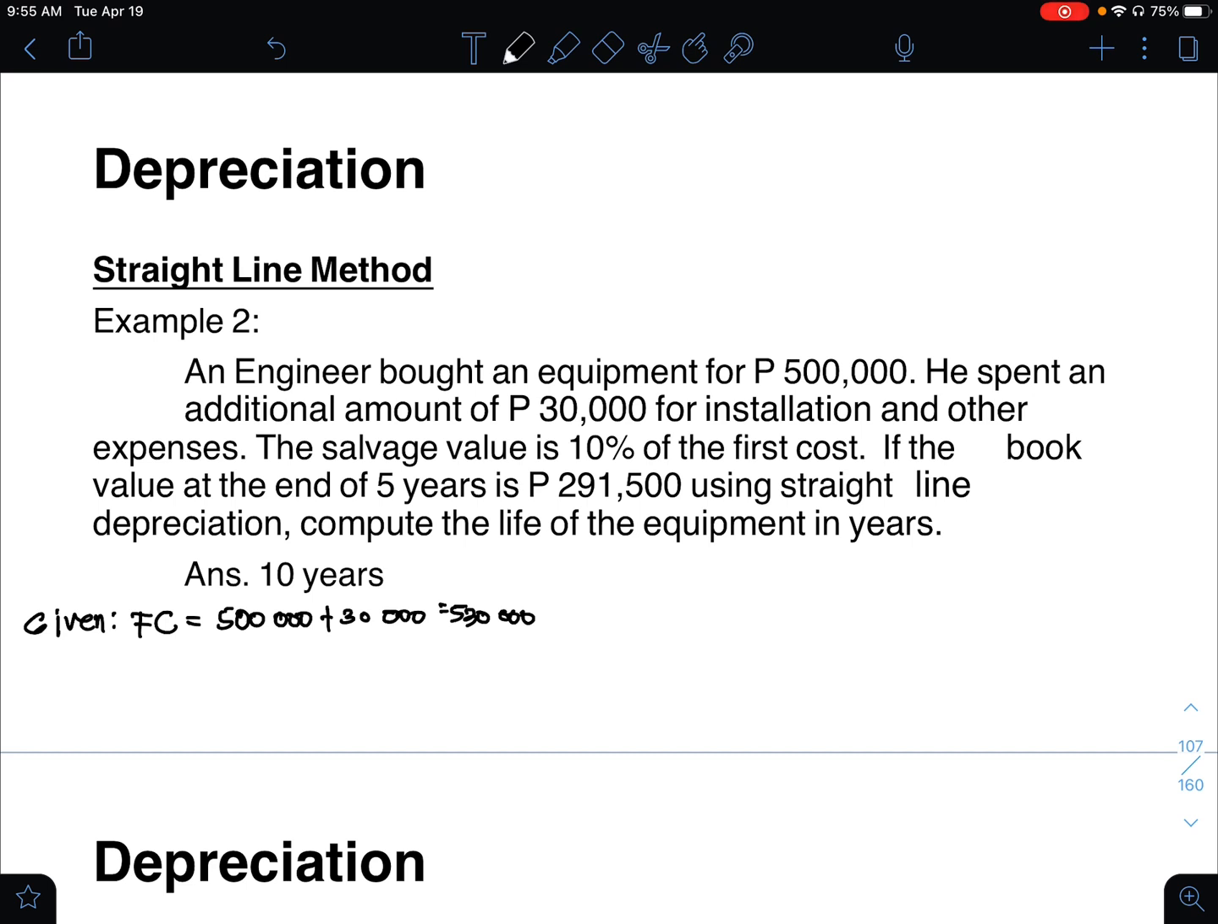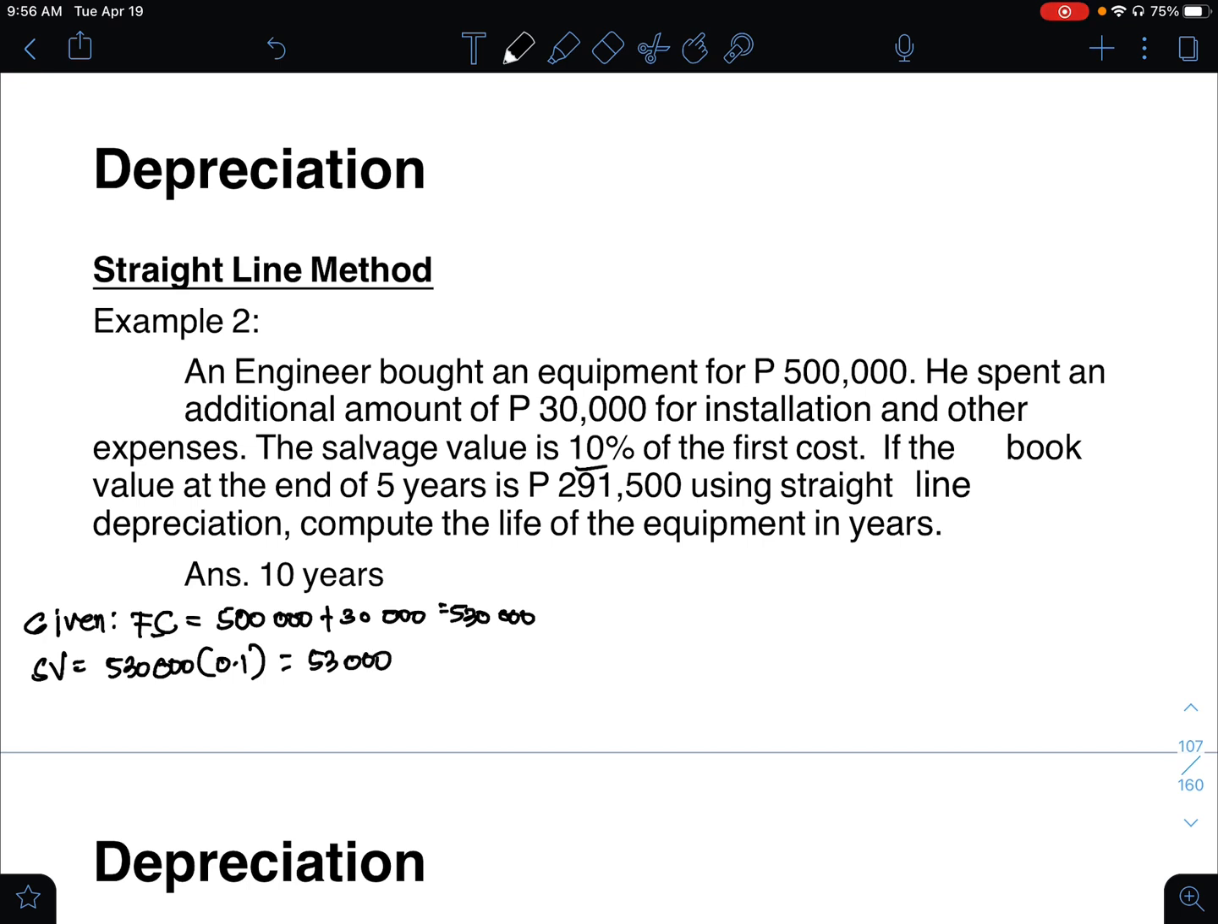So, the salvage value, it says here, is 10% of the first cost. So 530,000 times 0.1, that's 10%, right? So that is 53,000, our salvage value now, 53,000 pesos.